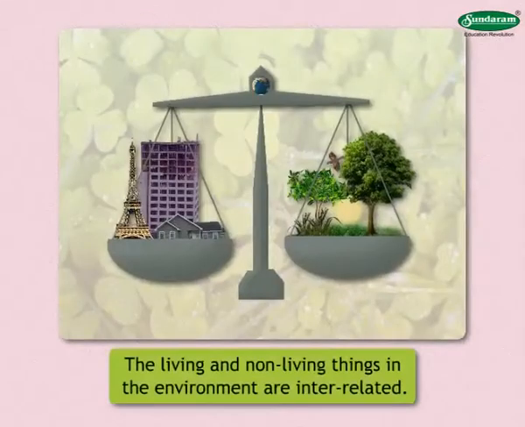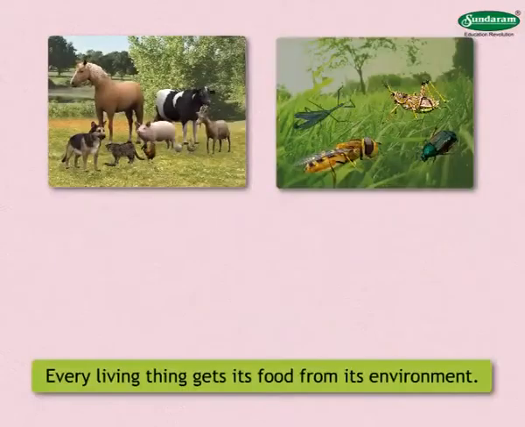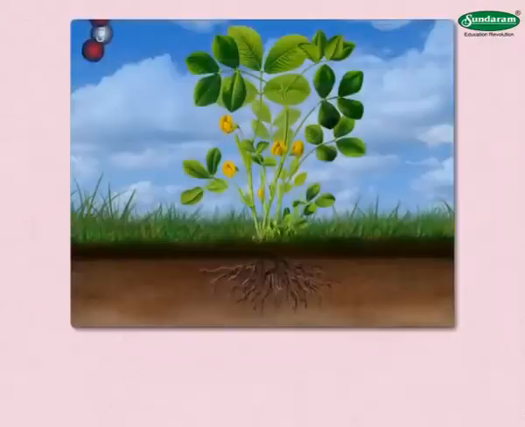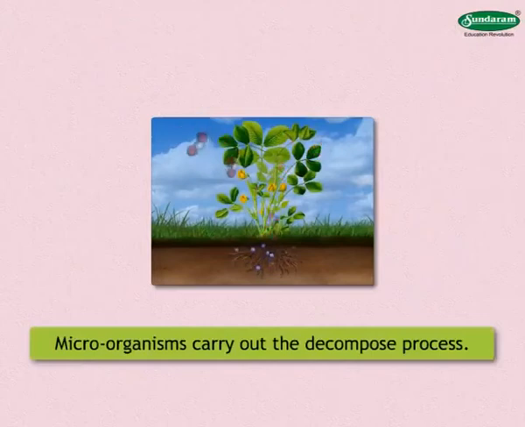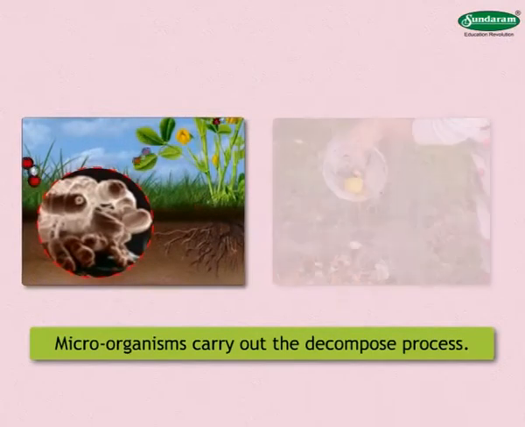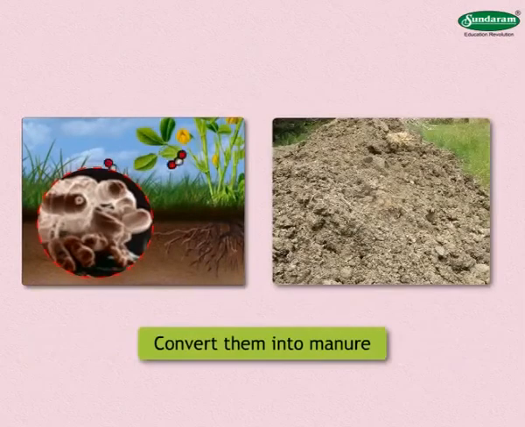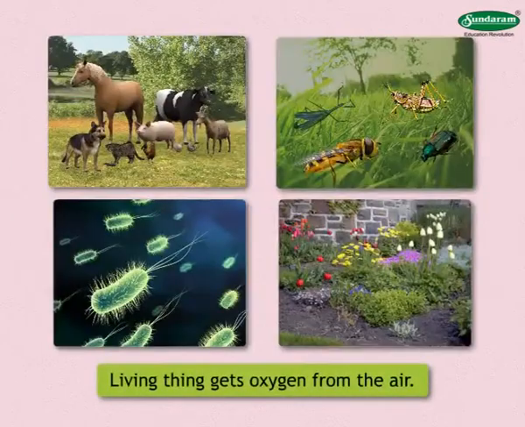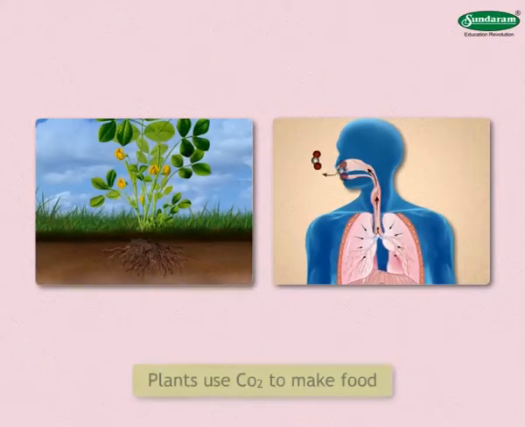The living and non-living things in the environment are interrelated. Every living thing gets its food from its environment. Many animals eat plants. These plants grow by absorbing water and nutrients from the soil. Microorganisms in the soil decompose vegetable refuse, plant waste, excreta of animals, remains of living things, etc., and convert them into manure. Every living thing gets oxygen from the air. Plants use the carbon dioxide given out by living things during respiration to make food.